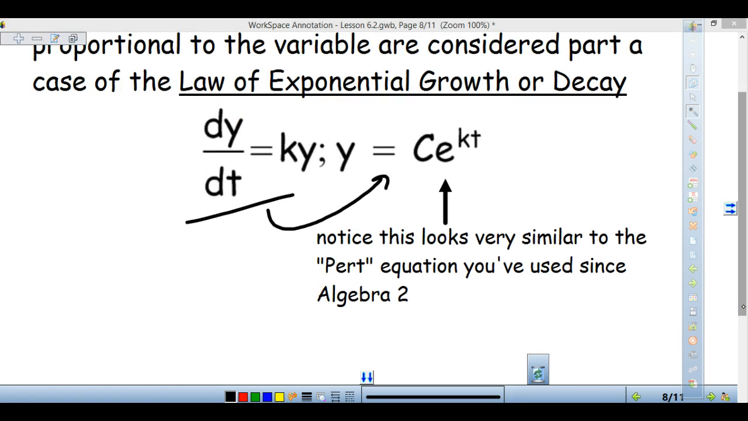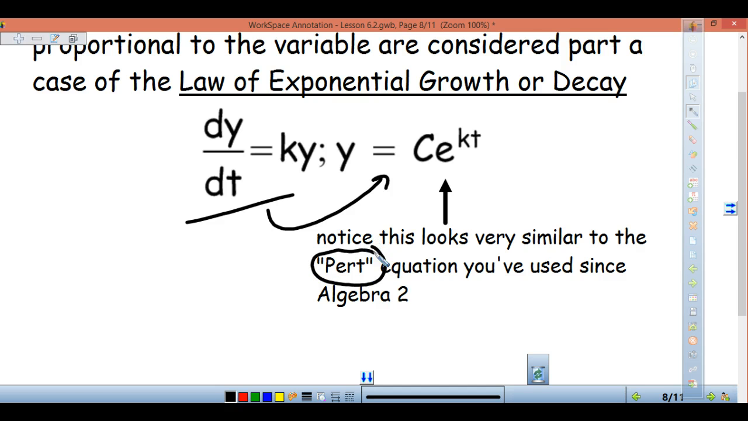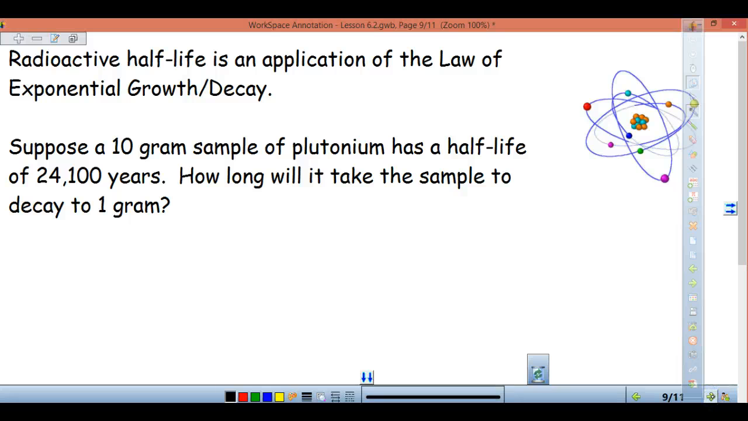So for instance, if we say that this variable is y, the rate of change of y with respect to time is proportional to y, so then we know y is equal to c e to the kt. And again, just as a quick reminder that this greatly resembles the PERT equation that you were using in Algebra 2. Okay, so let's go ahead and try an application of this, one of the most common being radioactive half-life.